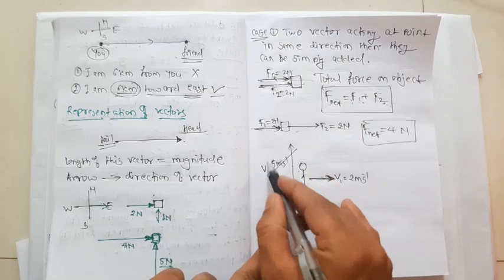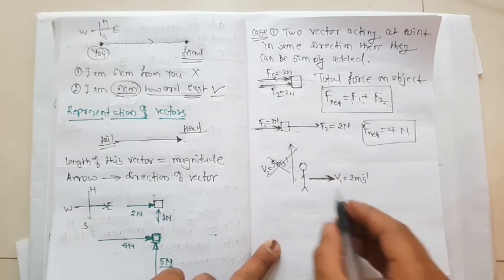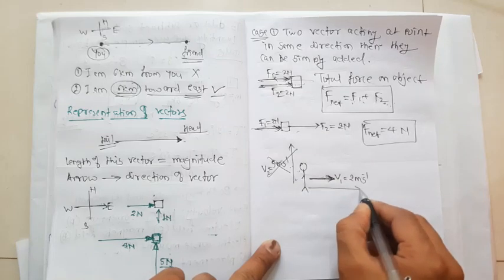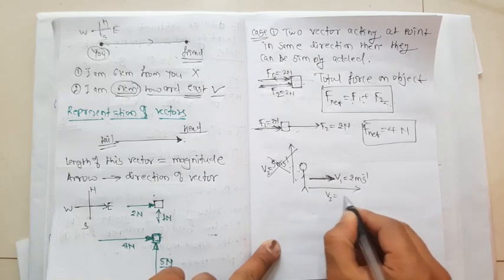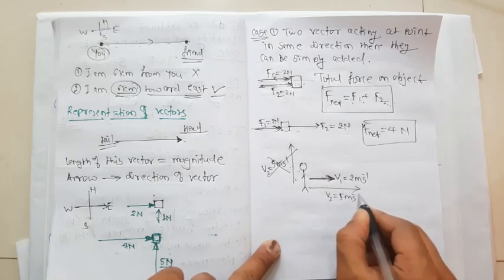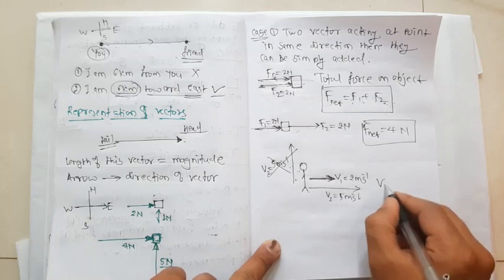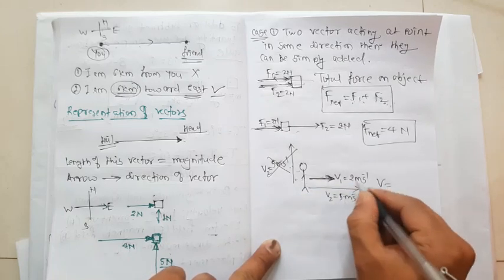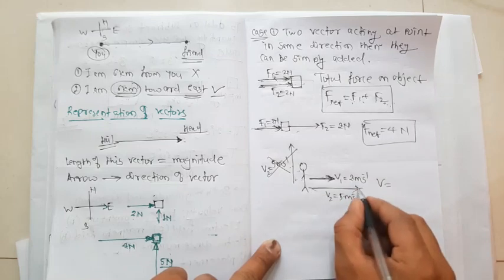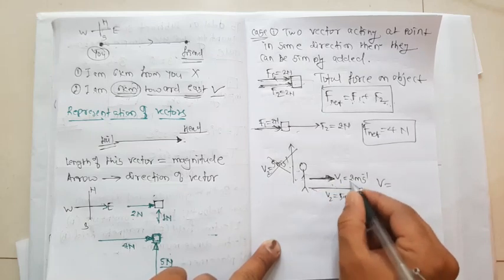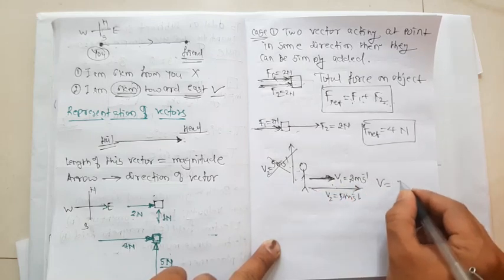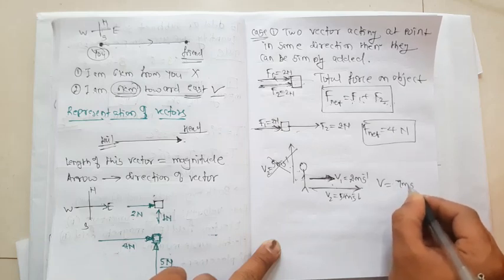Now suppose this wind is also blowing in this direction, so v2 is equal to 5 meter per second. Then the total velocity of the person is nothing but 5 plus 2, because both are pointing in the same direction. So the velocities get added, and the total velocity will be 7 meter per second.